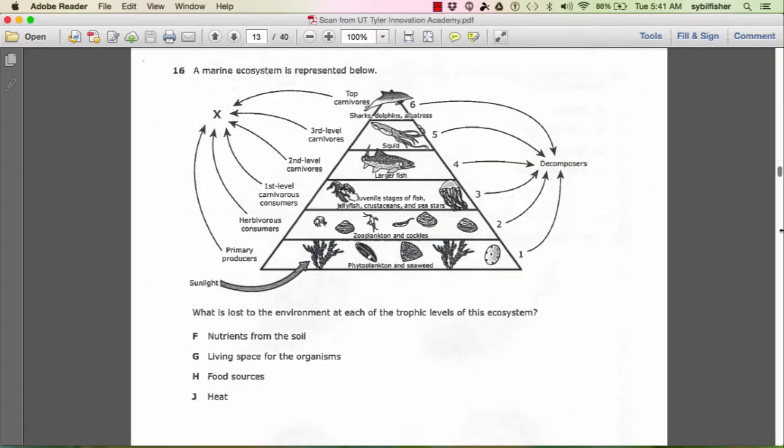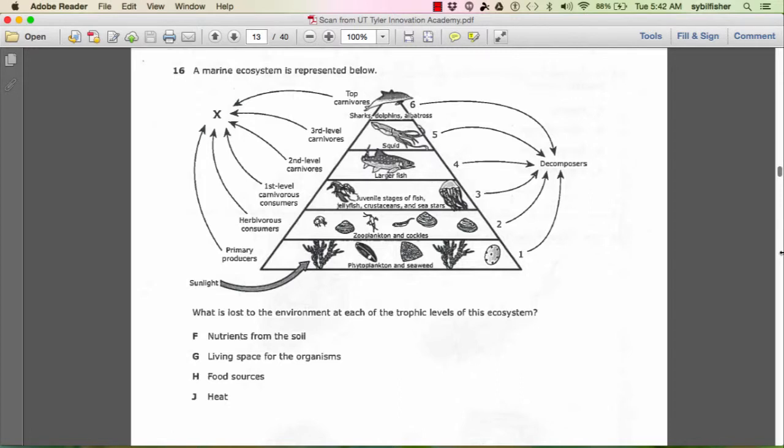A marine ecosystem is represented below. At the top it says carnivores, sharks, dolphins, albatross, squid, larger fish, juvenile stages of fish, jellyfish, crustaceans, and sea stars, zooplankton and cockles, phytoplanktons, and seaweed. What is lost to the environment at each of the trophic levels of this ecosystem?